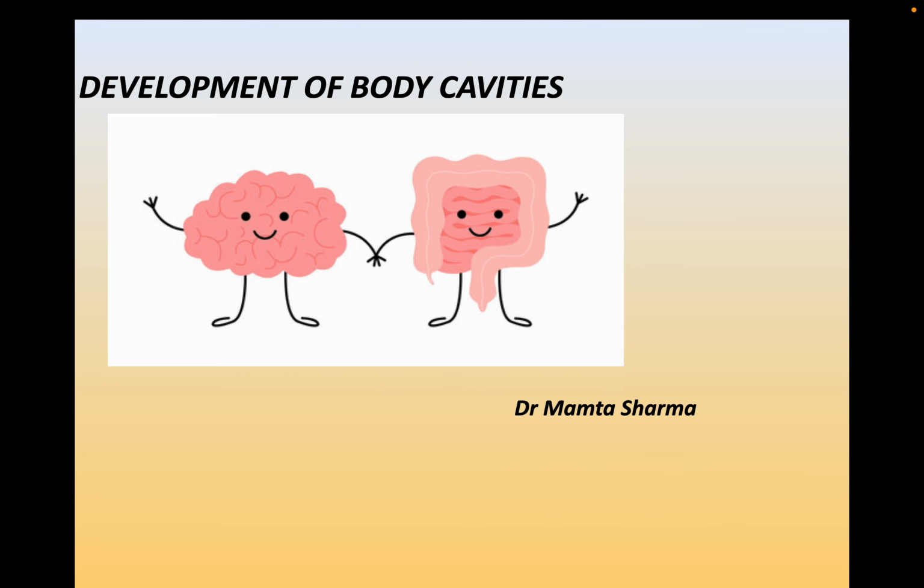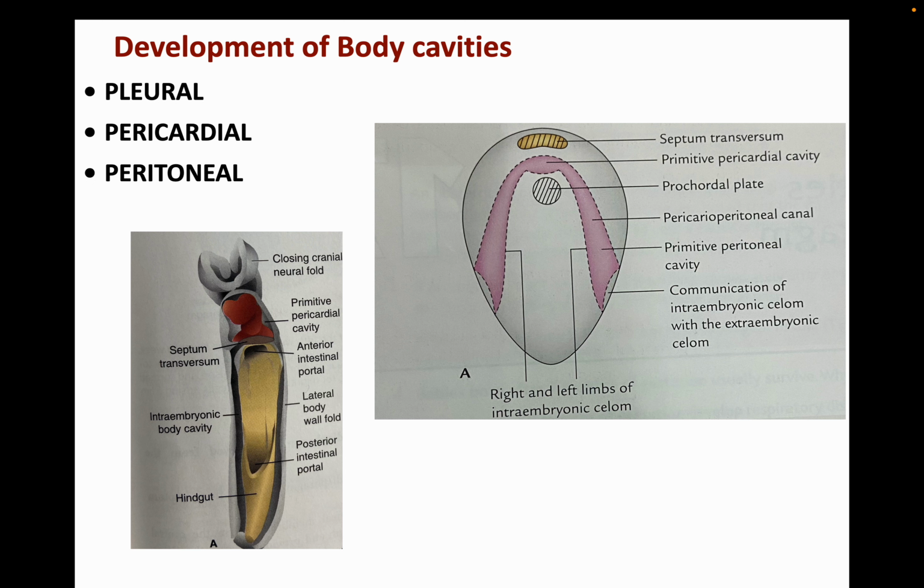Discuss the development of body cavities. So what are the different body cavities? That is pleural, pericardial and peritoneal cavities. So you must be aware of this diagram which we have discussed in our previous lectures. This diagram is showing what?